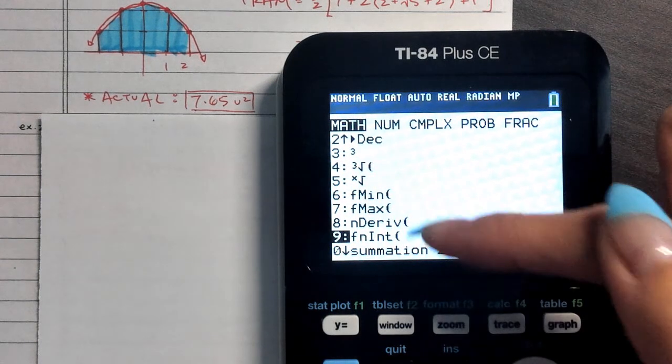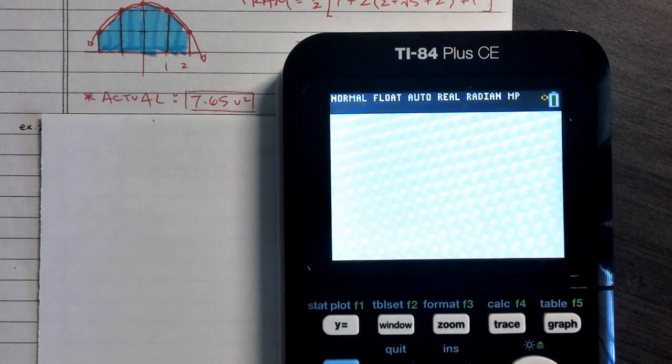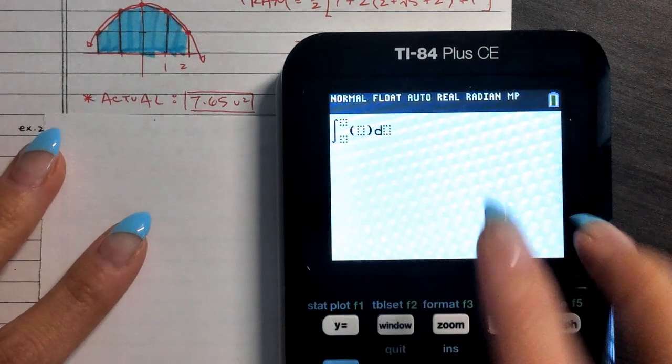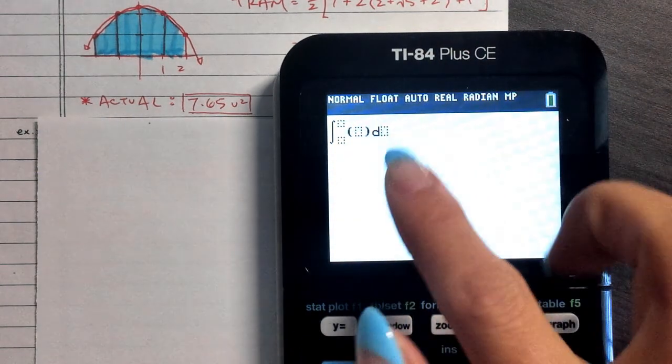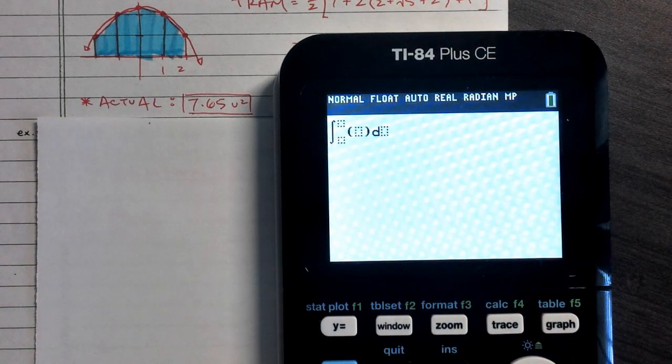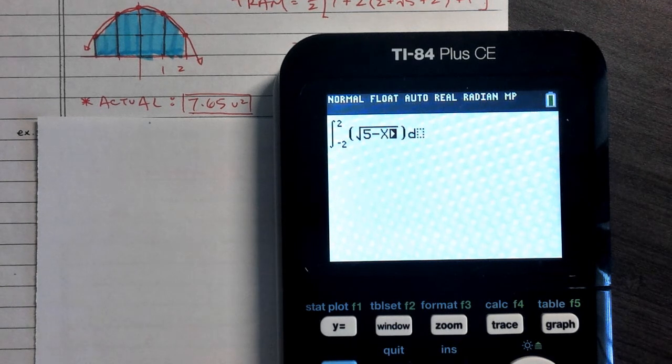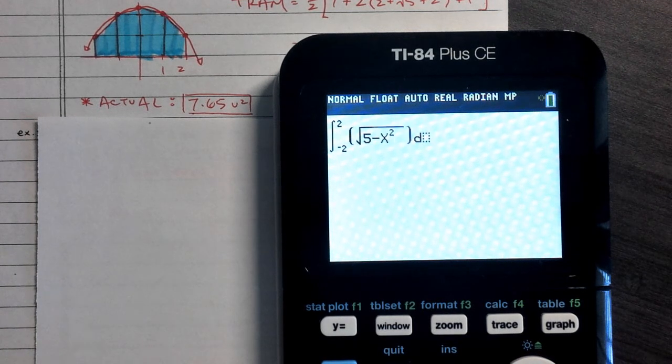So we're not finding the derivative, we're finding an integral. Okay, I'm going to press enter. And then basically I am going from, what were those x values? I'm going from -2. Make sure that's a negative and not a minus. All the way to 2. And then I put in my function here. So my function was the square root of 5 minus x squared. And then I'm in terms of x. So I put an x there, okay?